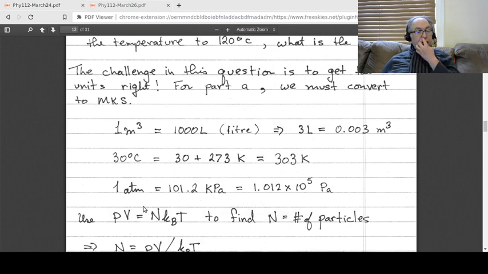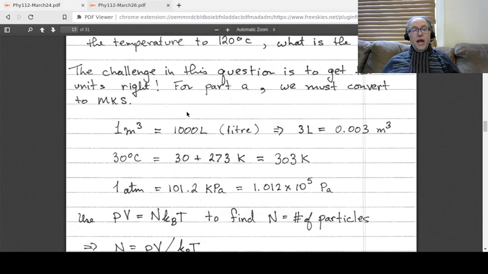Okay, and 1 atmosphere, if you remember, that is 101.2 kilopascals, but you work in kilopascals, or you speak in kilopascals, but you have to convert to pascals, okay? And so that's 1.012 times 10 to the 5 pascals.